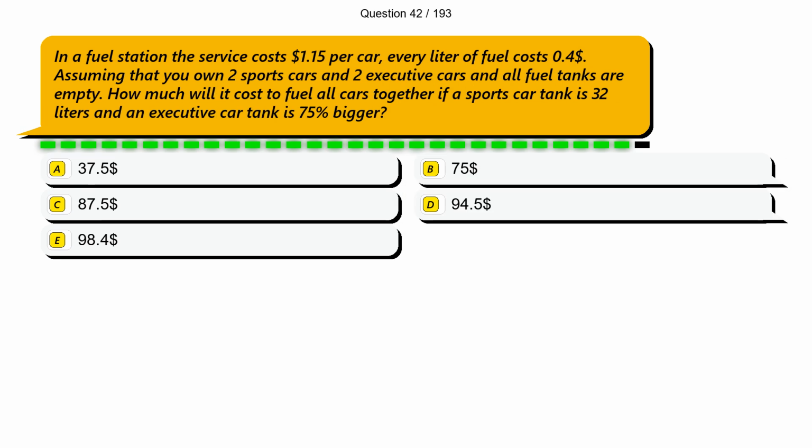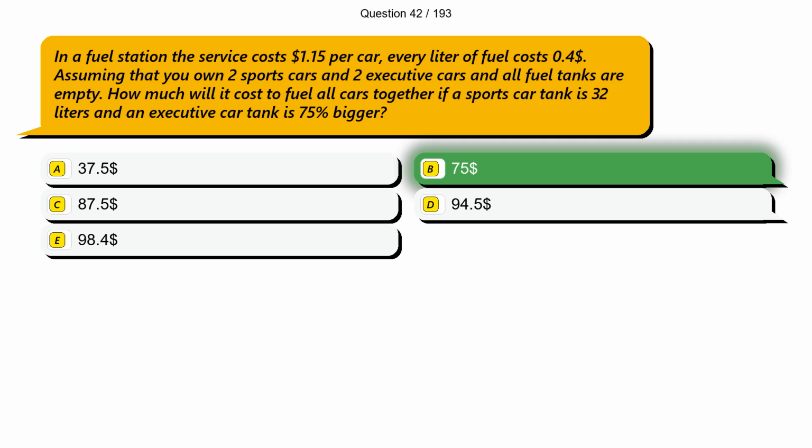Question 42. In a fuel station the service costs $1.15 per car, every liter of fuel costs 40 cents. Assuming that you own 2 sports cars and 2 executive cars and all fuel tanks are empty, how much will it cost to fuel all cars together if a sports car tank is 32 liters and an executive car tank is 75% bigger? Option A, $37.50. Option B, $75. Option C, $87.50. Option D, $94.50. Option E, $98.40.